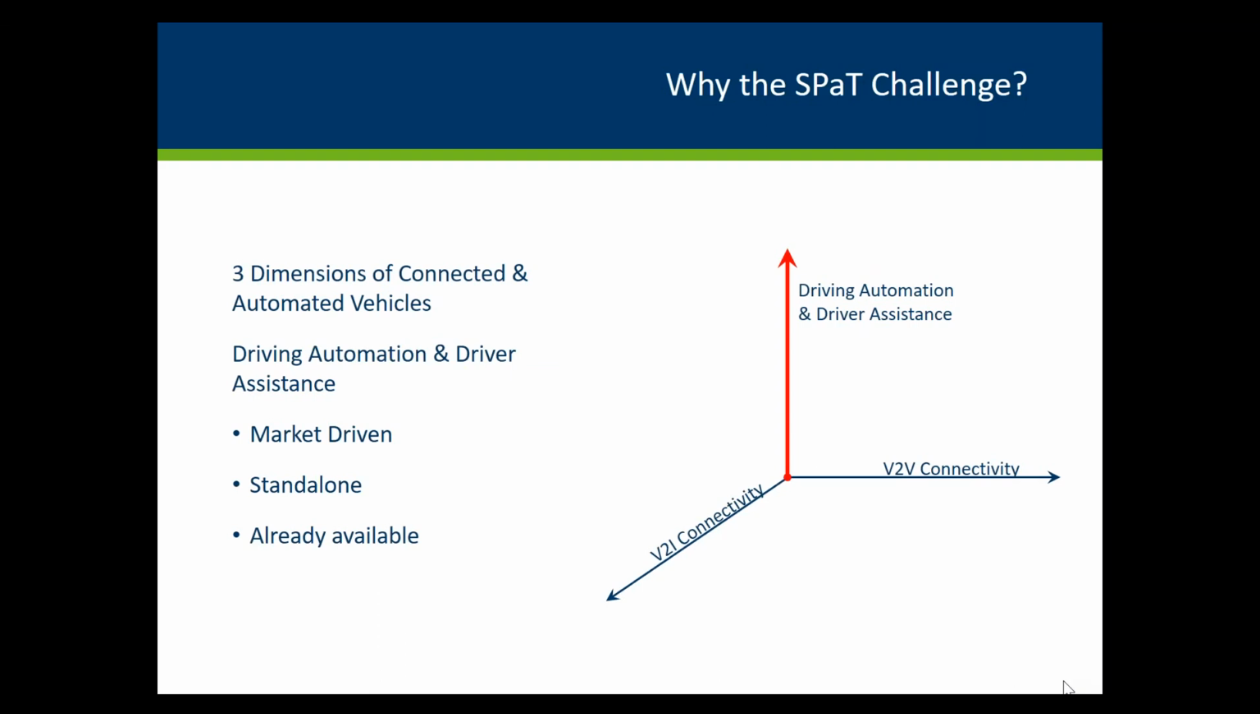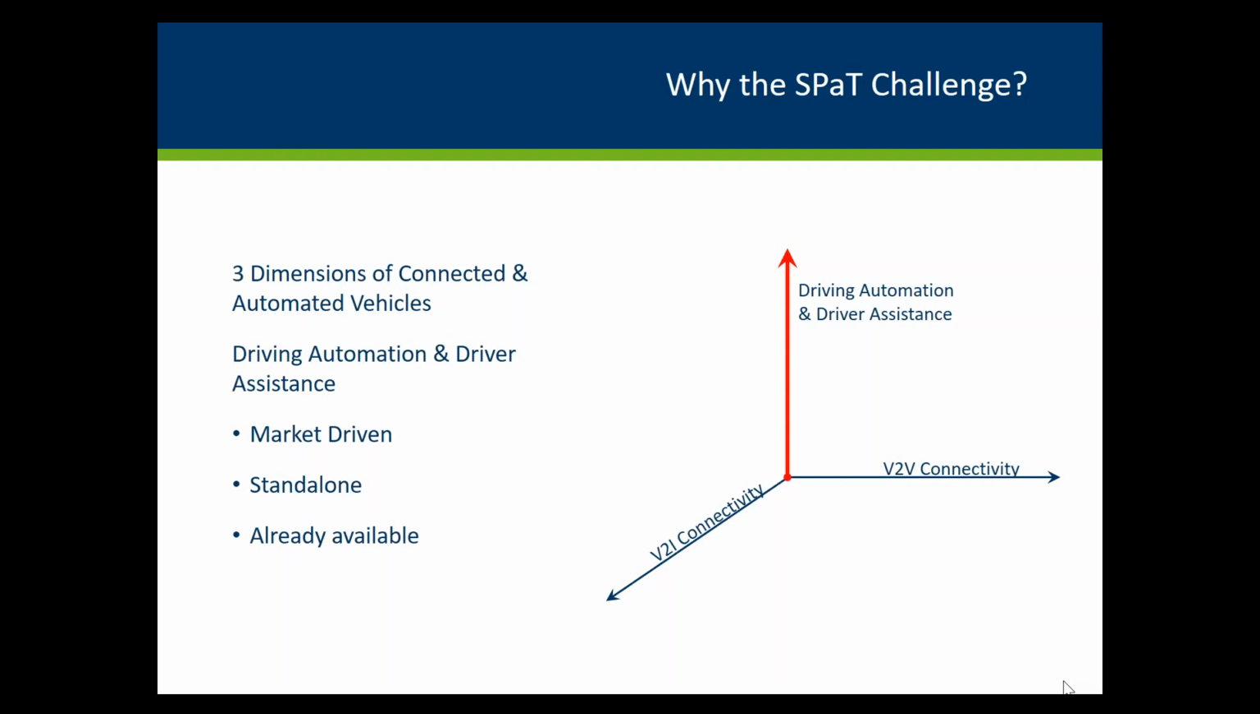So why do we need a SPAT challenge? I'm going to talk about it in a bigger picture of connected and automated vehicles. I like to talk about three dimensions of connected and automated vehicles, and we'll go through these. The first one that I've got highlighted there, the up arrow, is one dimension. That's driving automation and driver assistance.